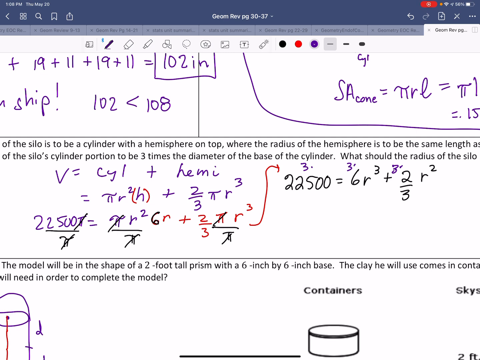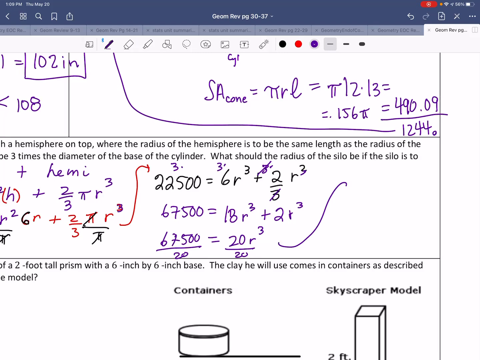So 22500 times 3, 67,500. And 6 times 3 is 18. And 3 times 2 is 6, divided by 3 is 2, so it would get 2 radius cubed. I copied that down wrong. So this combines to make 20 radius cubed, and now I can divide by 20 on both sides. So 67,500 divided by 20. So 3375 is equal to the radius cubed.